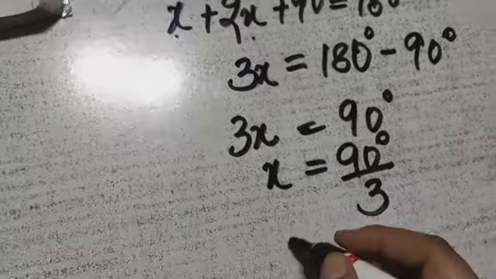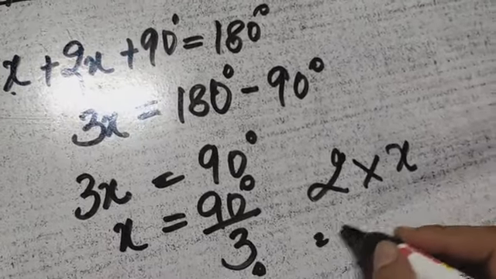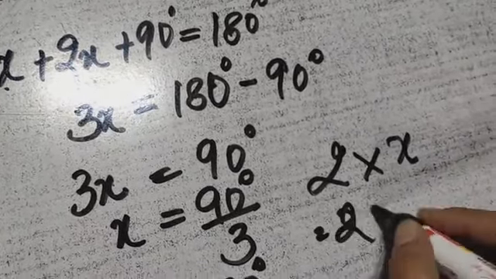Okay. Now this is 2x, meaning twice of x. So twice of x will be 2 multiplied by x, that is 2 multiplied by 30. That will be 60 degrees. So this is 60 degrees. So this is how we have to solve this exercise.